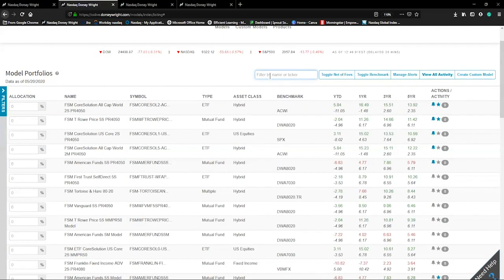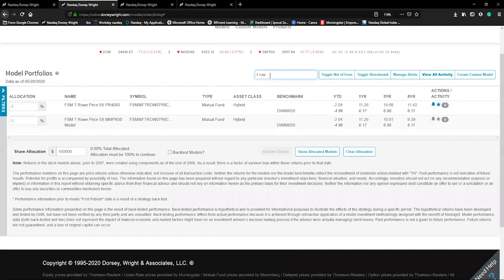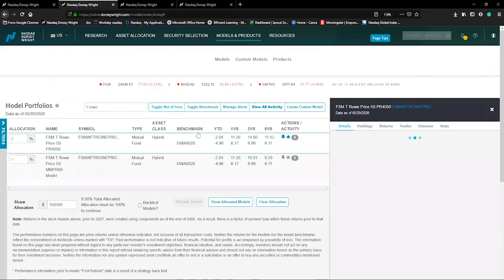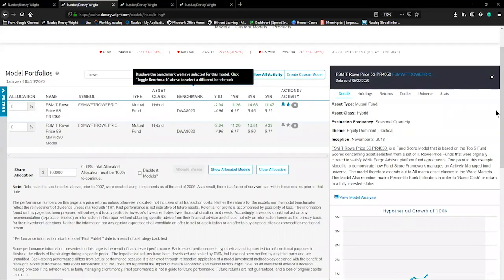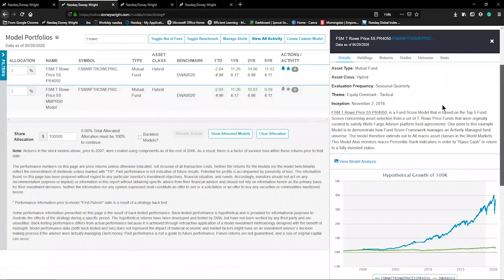So as we come in here, the first model we're going to take a look at is going to be the T. Rowe Price model. So you can either scroll down and click on it, or just simply type in, as we're doing here, T. Rowe, and you can see the top model there on the page is going to be the FSM T. Rowe Price 5S TR 4050 model. So as Eric just went over, FSM simply letting you know, hey, this is a fund score method model, not a relative strength based model, just to designate that separately right off the bat.